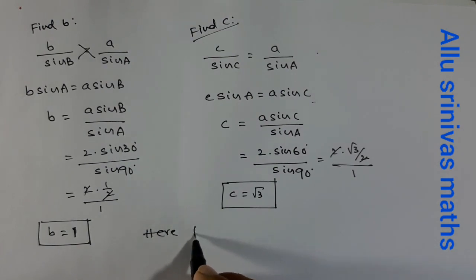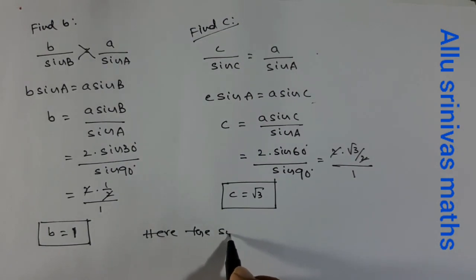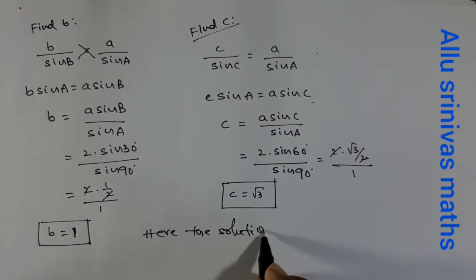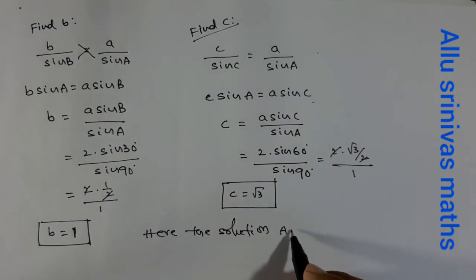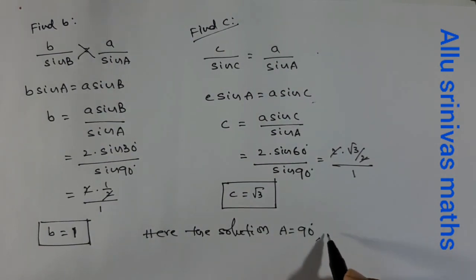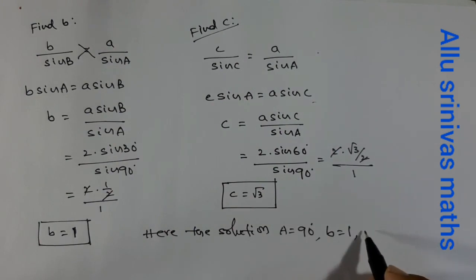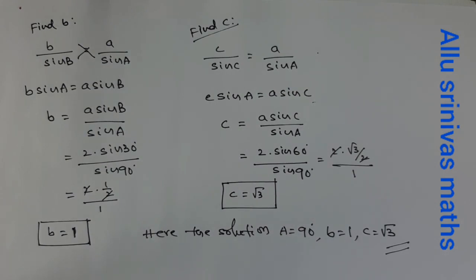Here the solution: angle A equal to 90 degrees, B equal to 1 and C equal to root 3. This problem is also solved by using a calculator or easily by mental calculation.